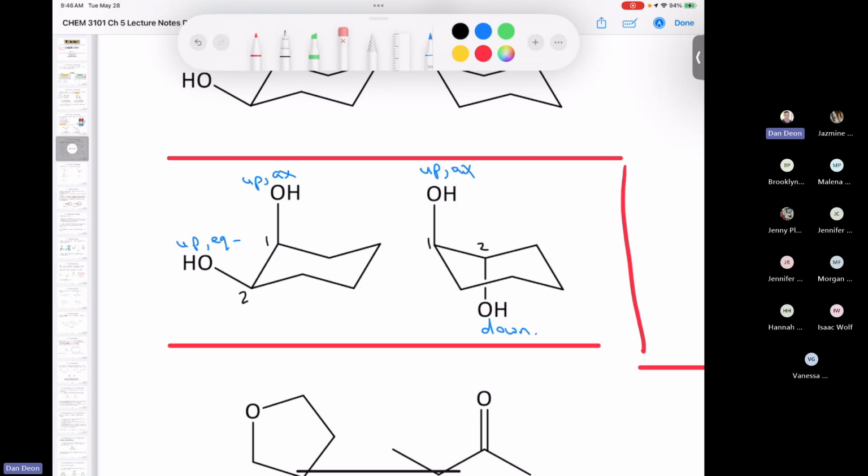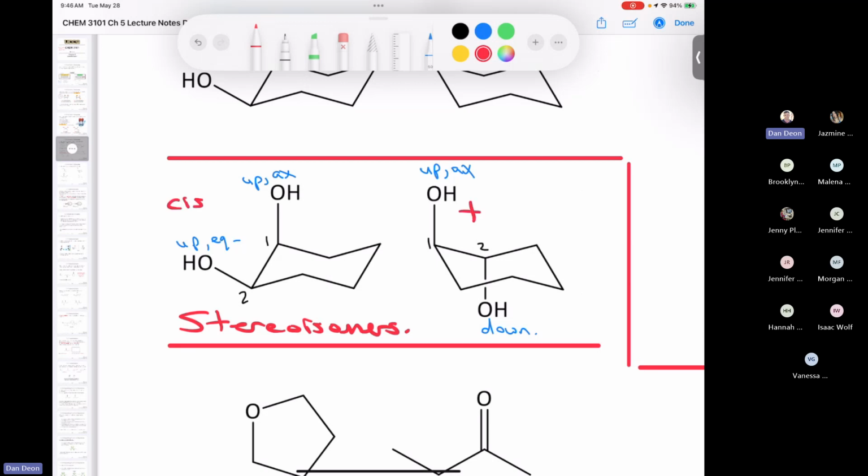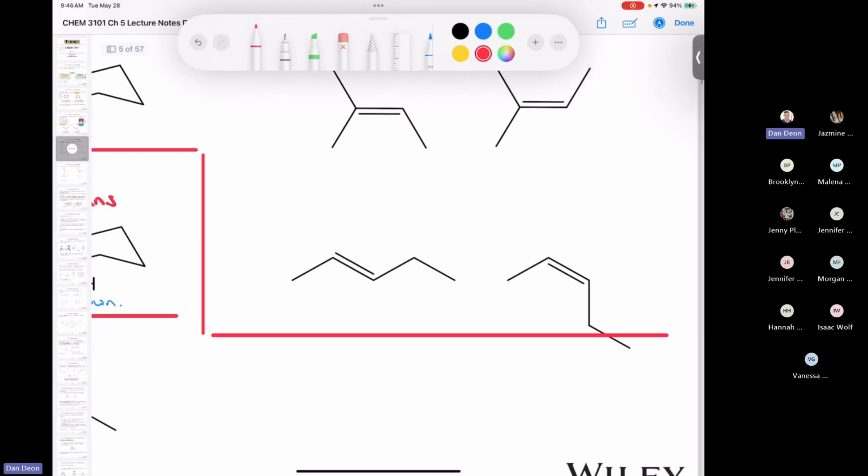What would be the best definition for these two? Anybody? These ones would be stereoisomers. That's right. So stereoisomers. They have the same connectivity, but they have a different arrangement of the atoms in space. On one, the two hydroxyls are cis, and on the other one, they are trans. So they are stereoisomers.